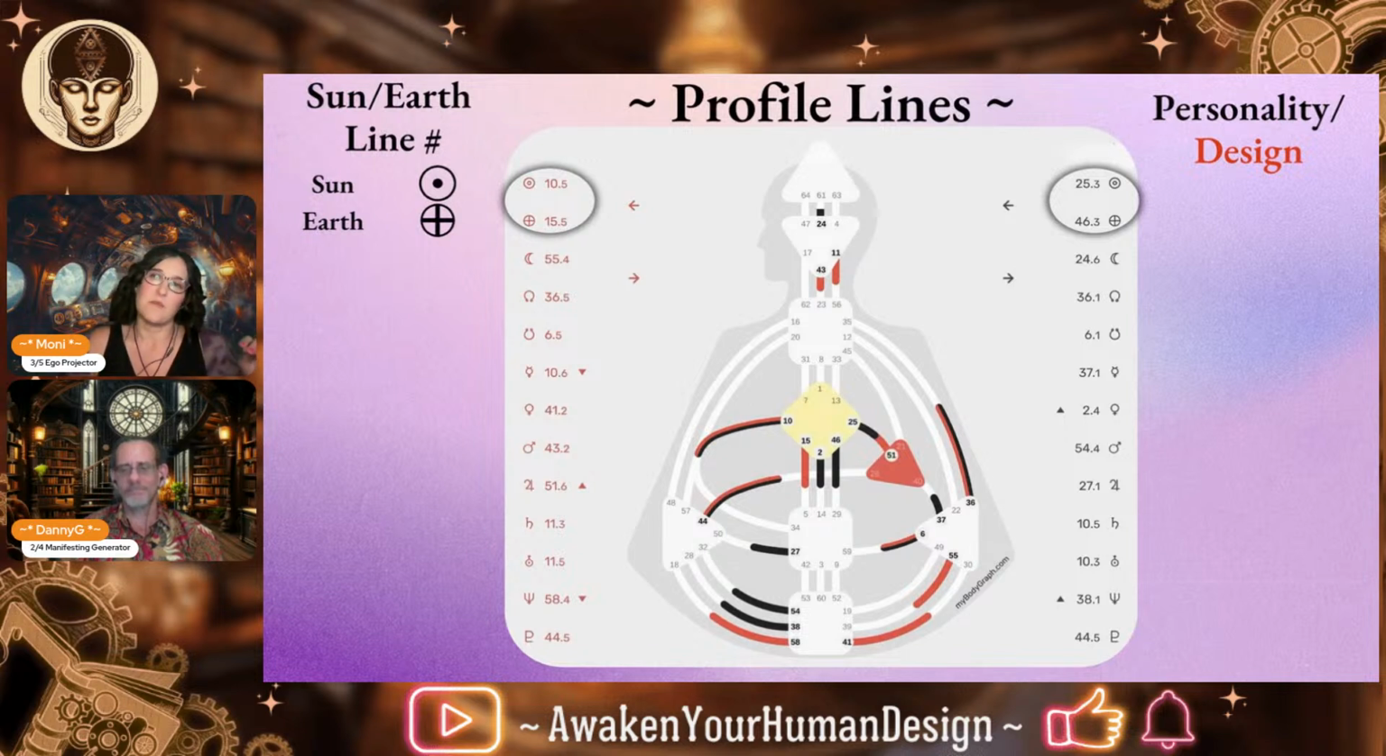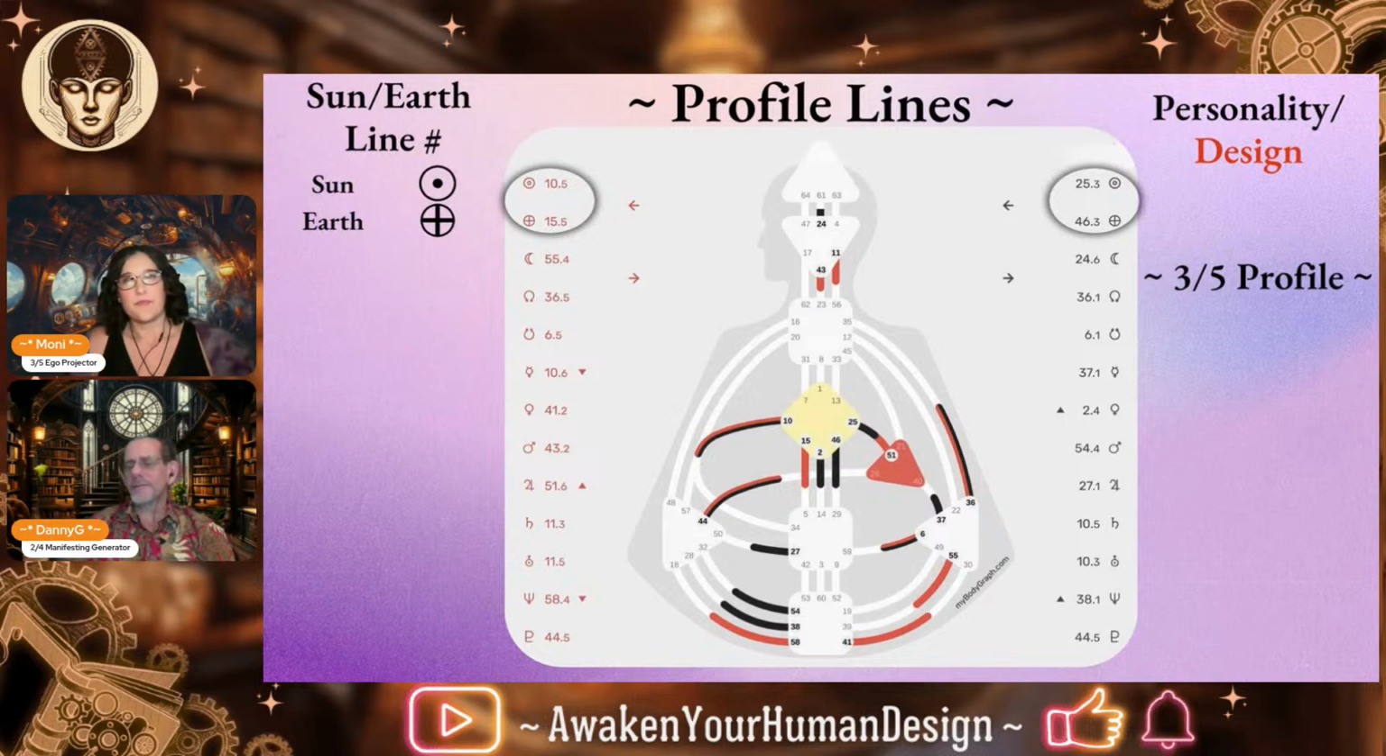For our example here, it's the 3, 5, because we have the 25.3 and the 46.3 on the right side, and on the left side we have the 10.5 and the 15.5. So the .3 and the .5 make the 3, 5 profile. A lot of this does get read from opposite. You read it like the Torah, essentially, from right to left. You just notice the sun and the earth are always in opposition, so they always have the same decimal point. In case you're wondering, that never changes. Thank you for clarifying.